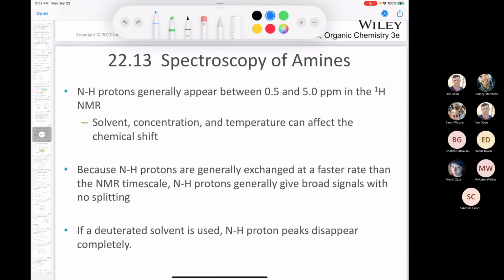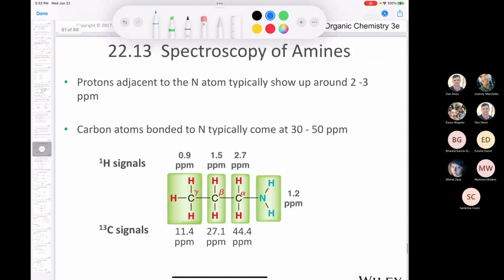Then we talk about nitrogen-hydrogen protons. Just like an oxygen-hydrogen proton found in an alcohol, they can be found in a big part of the NMR spectrum, anywhere from 0.5 to 5 parts per million. And all kinds of things can affect the chemical shift of the hydrogen attached to a nitrogen, like concentration. We also talk about how a hydrogen attached to a nitrogen gives you a broad signal. It has no splitting. So we cover that in Organic Chemistry 1.